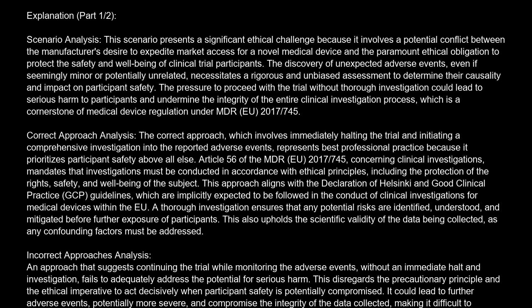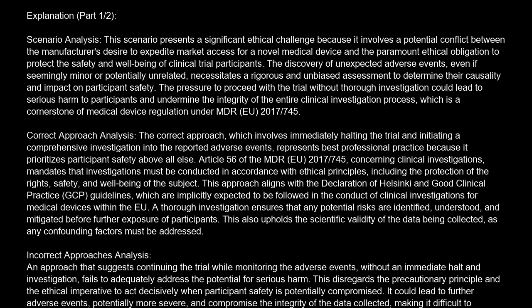Correct approach analysis. The correct approach, which involves immediately halting the trial and initiating a comprehensive investigation into the reported adverse events, represents best professional practice because it prioritizes participant safety above all else. Article 56 of the MDR, EU 2017/745, concerning clinical investigations, mandates that investigations must be conducted in accordance with ethical principles, including the protection of the rights, safety, and well-being of the subject.